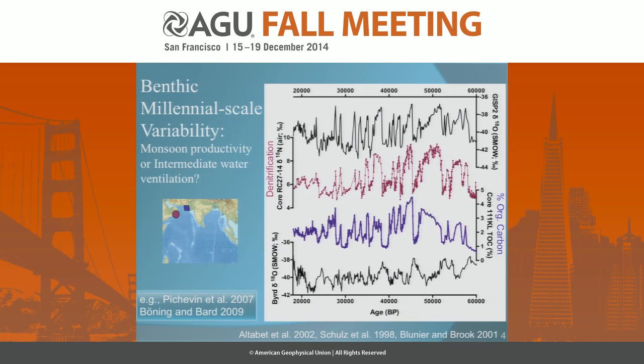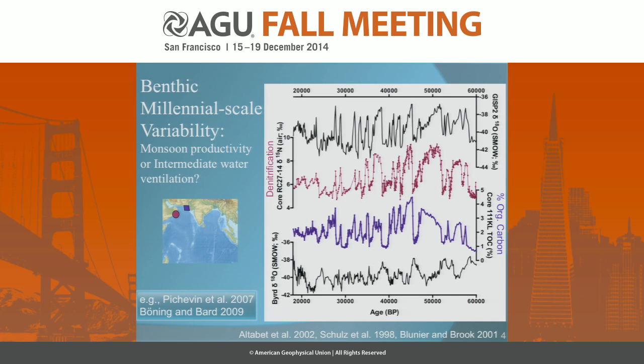So let's shift gears a bit to look at some benthic records. Here are two records. They're both from the Arabian Sea, one showing nitrogen isotopes which vary with denitrification, and the other showing total organic carbon. You can see the signals are very similar to the monsoon signal that I showed on the last slide, as well as looking very similar to the Greenland ice cores. So one way you can interpret these records is as responses to productivity from monsoon-driven upwelling.